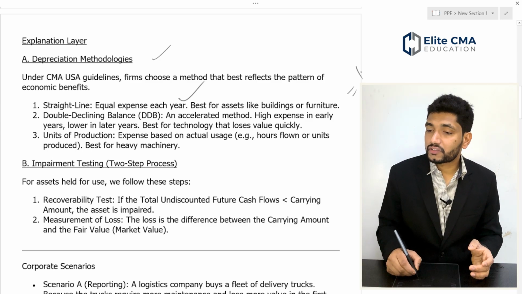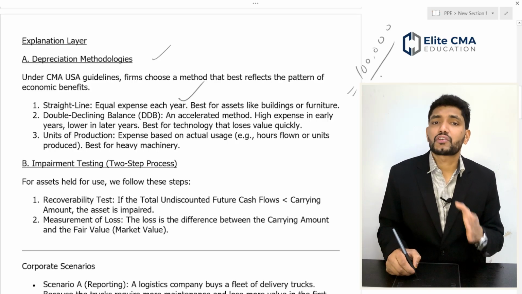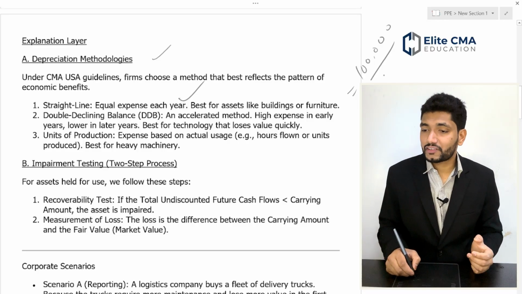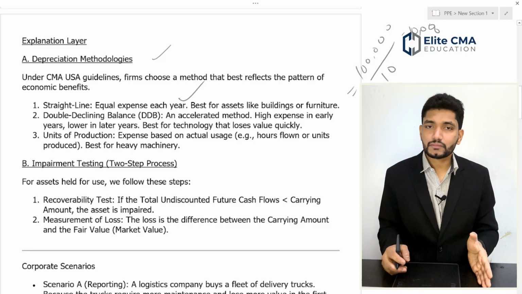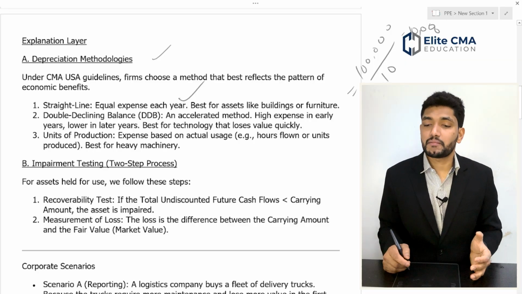Suppose you invested 100,000 in a machine or any other asset, and you assume that the asset can be used for the next 10 years. So, you can depreciate 10,000 for each year. This is straight line depreciation. Now, let us move into double declining balance.